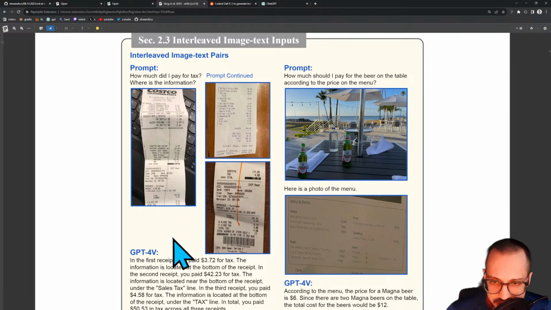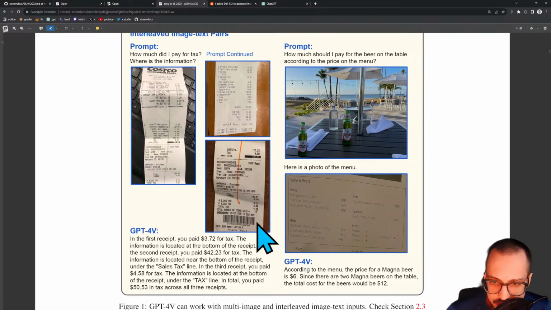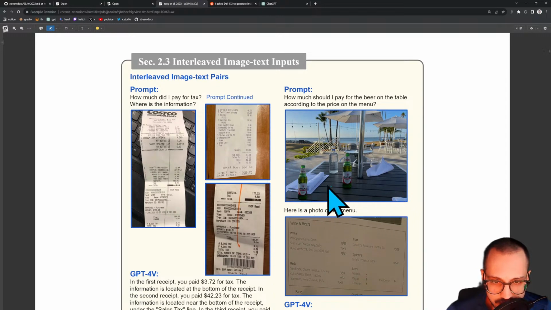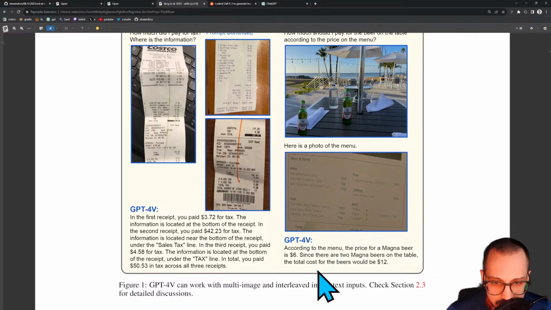All right, so what do we got here? We got a receipt from Costco, and it's basically doing OCR on the receipt. $372 for tax. How much should I pay for the beer on the table? So it can identify the beer and I guess also the water. Price for the Magna beer.